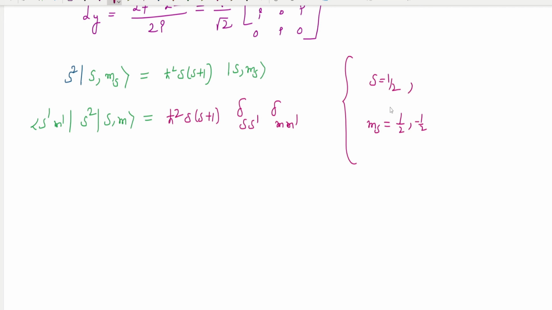Be careful here. How many rows are coming here? How many columns are coming here? 1, 2. Only 2, right? Then I'm going to use two vectors like this. This is S square. So S is 1 divided by 2, with ms 1 divided by 2, and 1 divided by 2, minus 1 divided by 2. Only simple, right? Second thing, 1 divided by 2, 1 divided by 2, and 1 divided by 2, minus 1 divided by 2.